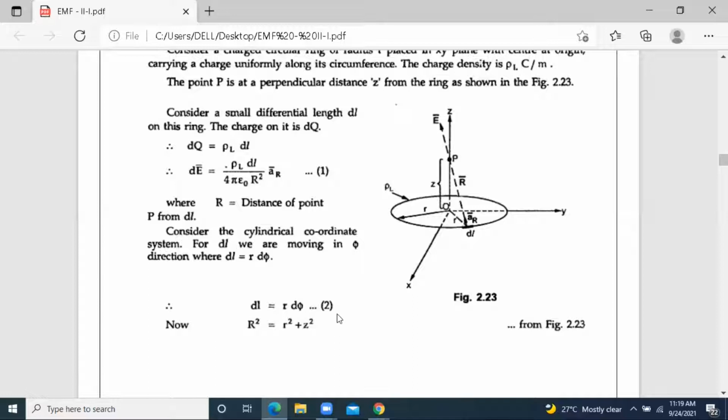So that's your differential length, your R times your d phi. In other words, you're not defining phi as 360 degrees. You are defining it as 2 pi in radians.